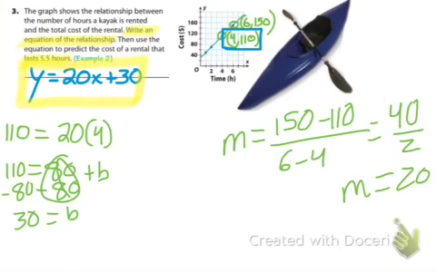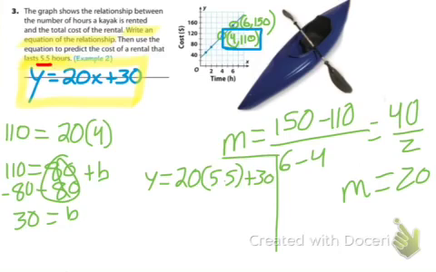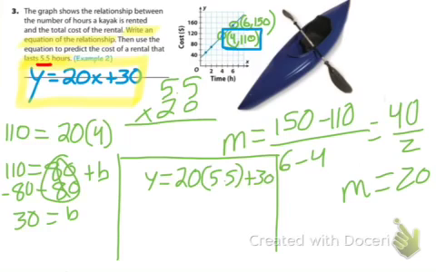The other half is, okay, how much does it cost when you rent it for 5.5 hours? So we're simply going to plug in 5.5 for x. So y equals 20 times 5.5 plus 30. $20 times 5.5. Just add a 0. 2 times 5 is 10. 2 times 5 is 10 plus 1 is 11. Move the decimal over once, so that is 110.